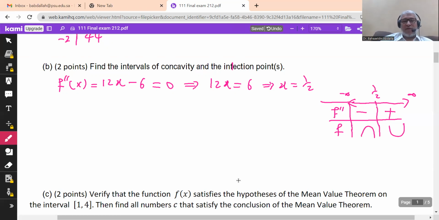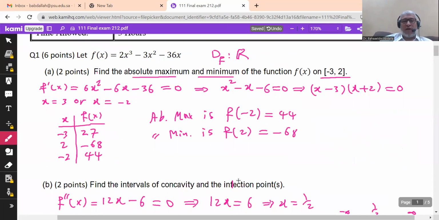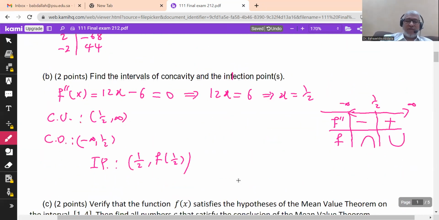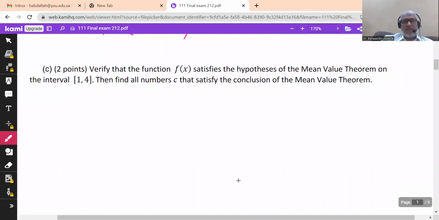So I can find intervals of concavity. I can say concave up from half to infinity, concave down from negative infinity to half, and I have an inflection point with coordinates: half is the x coordinate and the y coordinate is f of half. So you can go to f here if you like and replace x by half and find the answer, or you just write it like this: half and f of half.